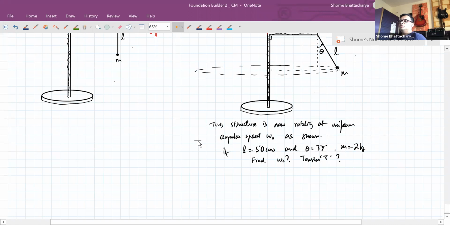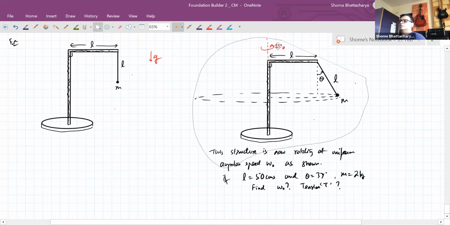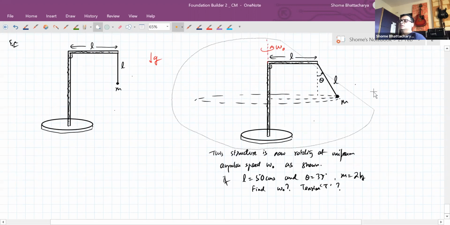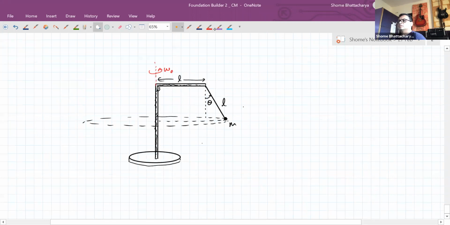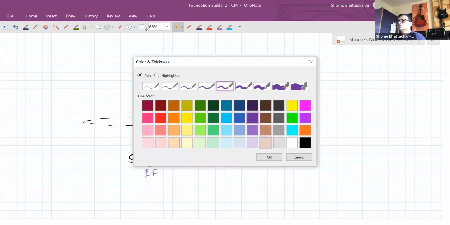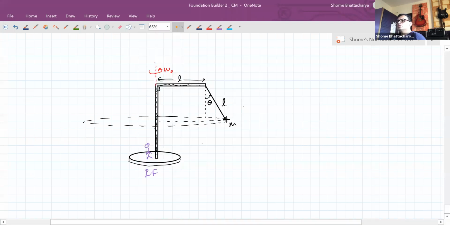Okay, so as I was saying, what we will do here is we will make the free body diagram in the rotating frame of the structure. So we are present in the rotating frame. So first of all, we will show that the particle experiences centrifugal force, which will be radially outwards with respect to the axis. This is the centrifugal force.